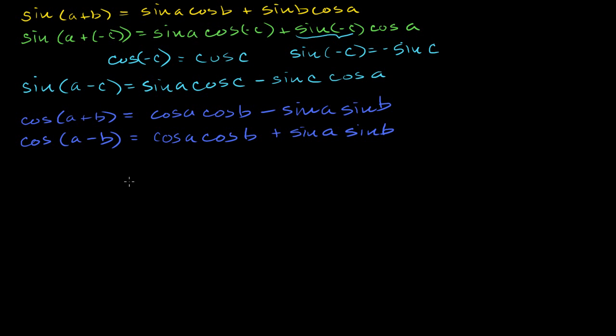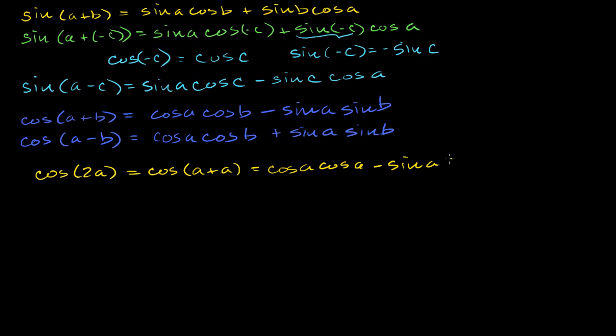So what if I wanted an identity for, let's say, the cosine of 2a? Well, that's just the same thing as the cosine of a plus a. And then we could use this formula right up here. If my second a is just my b, then this is equal to cosine of a times the cosine of a minus the sine of a times the sine of a.